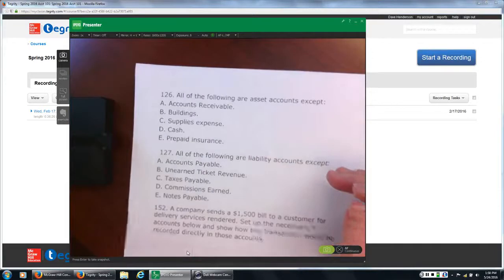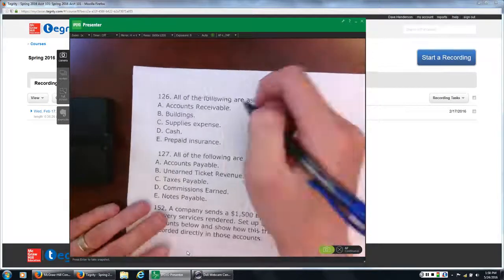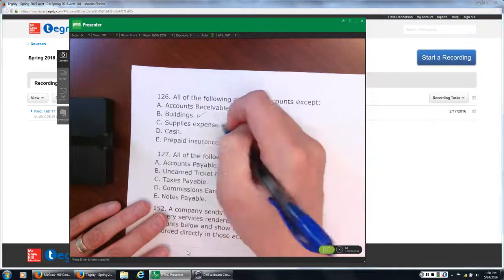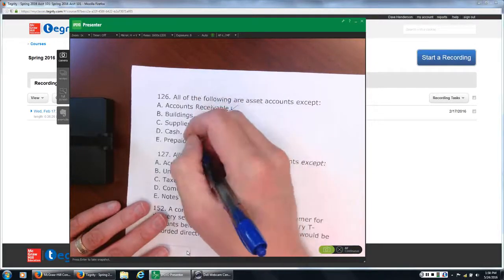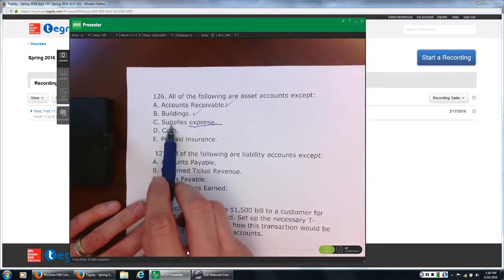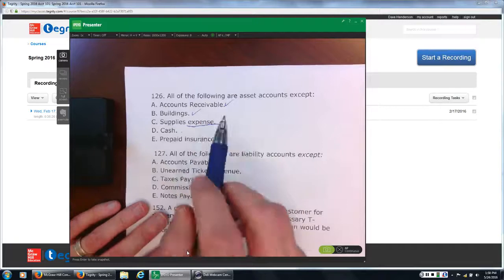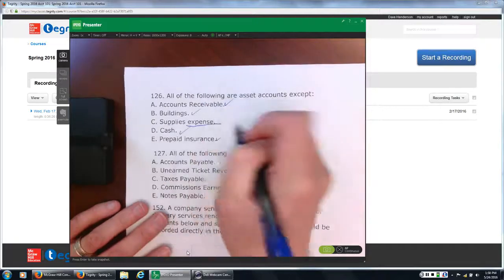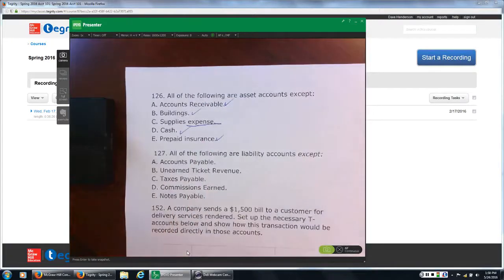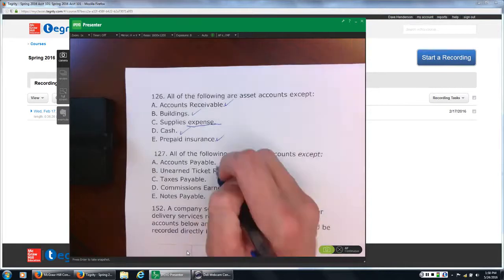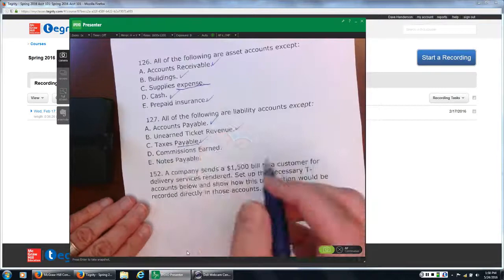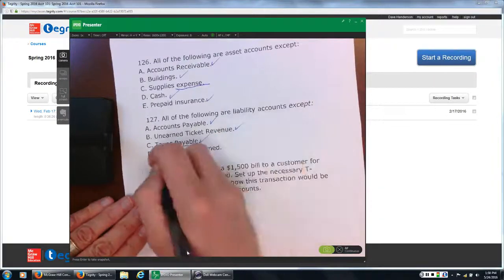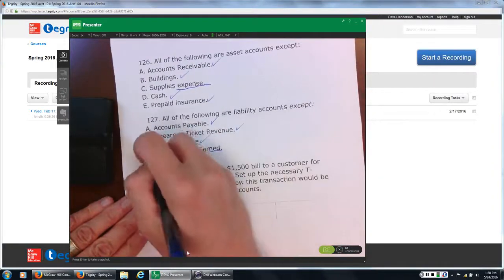We come back over and look at 126. Which of the following, all the following are assets except accounts receivable, building, yep. Supplies expense is not an asset. That is an expense. But once we use supplies, it moves from supplies the asset to supplies the expense. Cash is an asset, so is prepaid insurance. All the following are liability accounts except for accounts payable is, unearned ticket revenue is, taxes payable, anything that says payable is, and then notes payable is, commissions earned, this is not a liability.